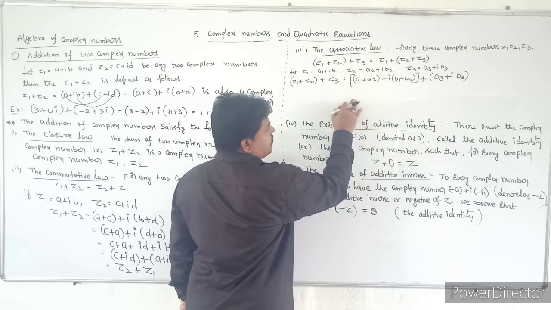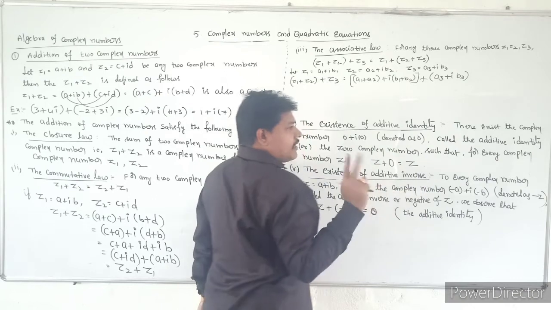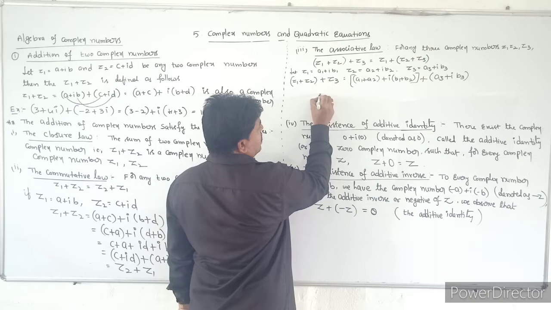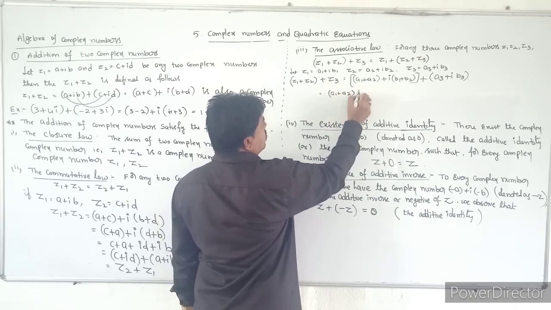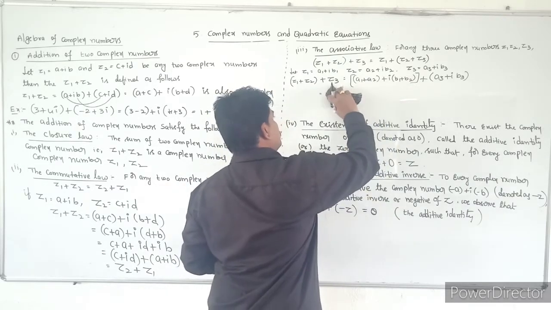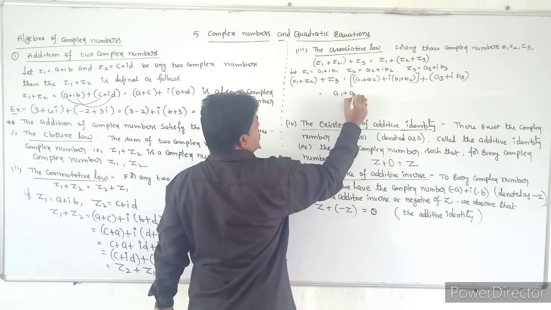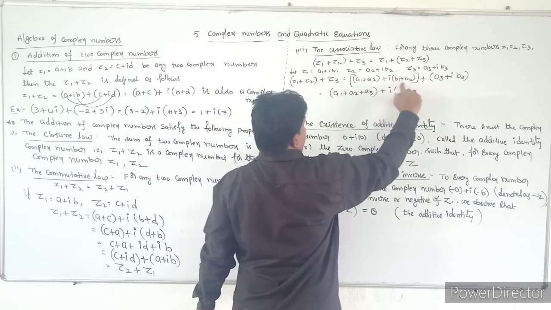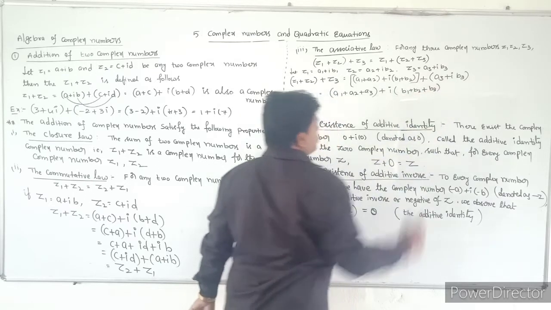Here you can observe that this is a complex number and this is also a complex number. If you are adding two complex numbers, first you have to add the real parts. What are the real parts? The real parts are A1 plus A2 plus A3. First add the real parts. What are the real parts? A1 plus A2 plus A3, plus add the imaginary parts. What is that? B1 plus B2 plus B3.